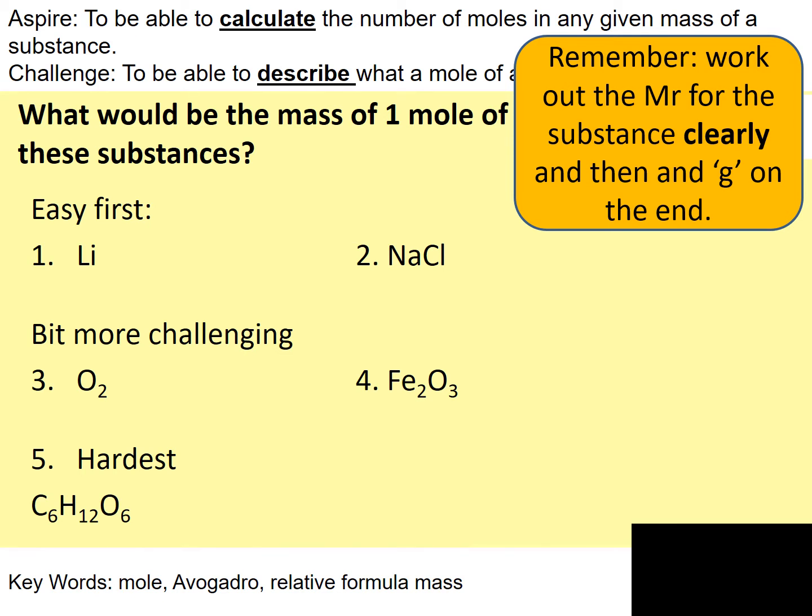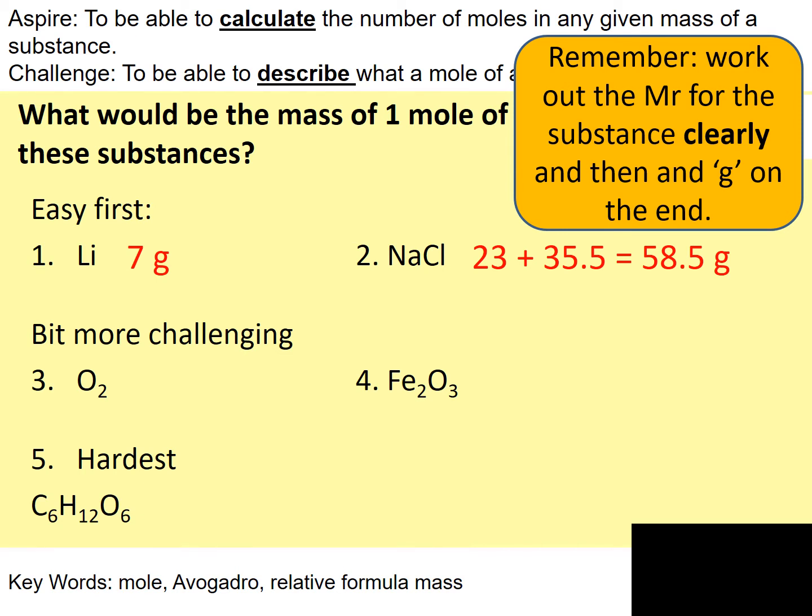Okay, that should have been nice and straightforward. Let's just check those answers before we move on. So lithium, the atomic mass of lithium is 7, so 1 mole is worth 7 grams. Sodium chloride, the molecular mass is 23 plus 35.5, which comes out as 58.5, so 1 mole weighs 58.5 grams.